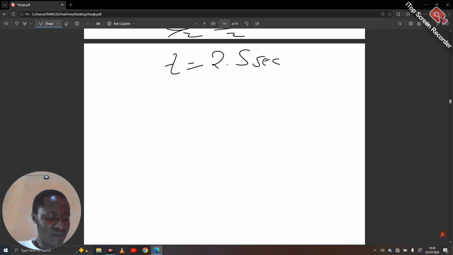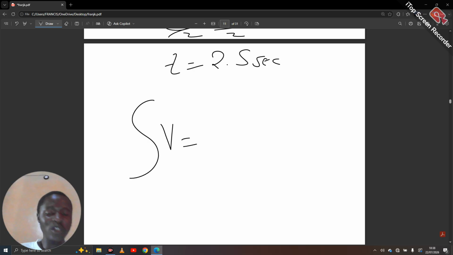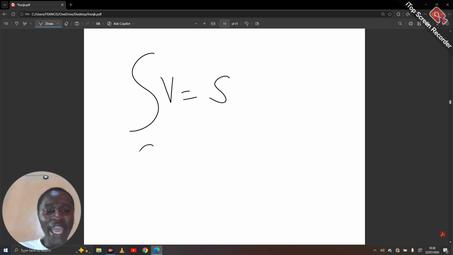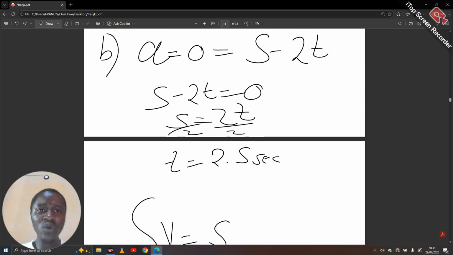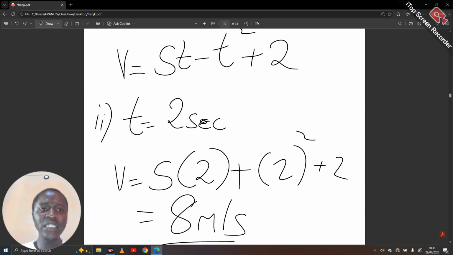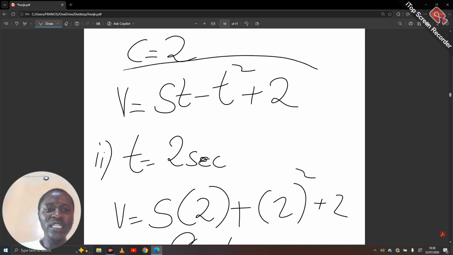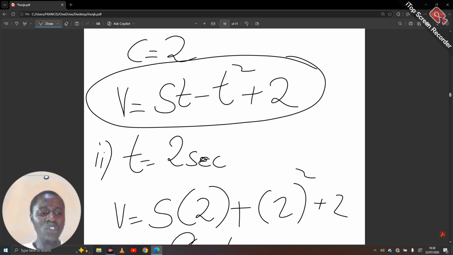Now remember, this distance is required, so we integrate going up. So what are we integrating? We are integrating velocity to get what? Displacement s. So that means displacement s will equal to 2.5. Remember, this is what we are integrating. So it is 2.5 t squared.